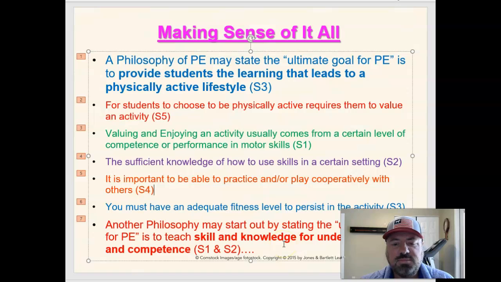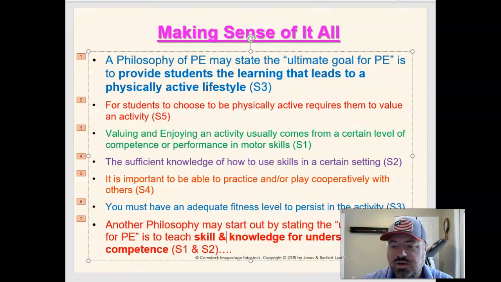All right. So the top philosophy in blue here focused on standard number 3, providing students learning that leads to a physically active lifestyle. Another individual might have a different philosophy. Their philosophy could start out by stating the ultimate goal for PE is to teach skills and knowledge for understanding and competence. That would be based on standard number 1 and standard number 2. They want people to have the physical skills, the motor skills, and the knowledge and understanding to be able to use those in a setting. So their philosophy might focus around NASP standard 1 and 2.